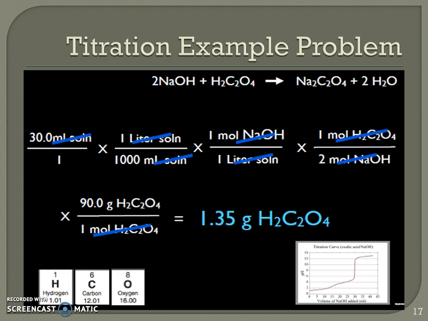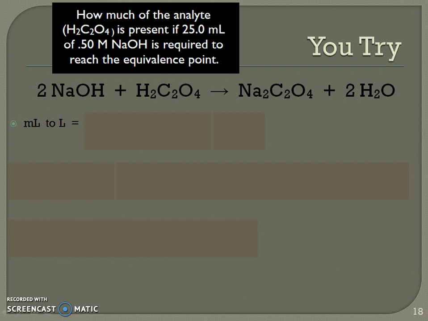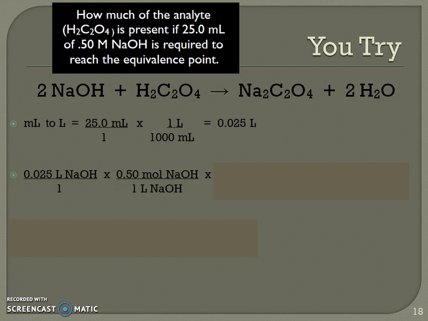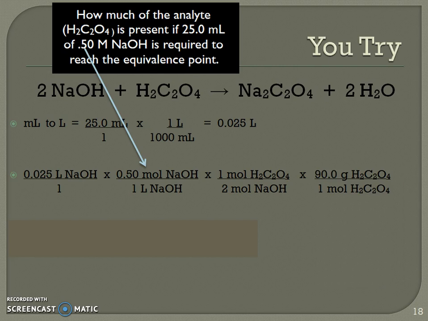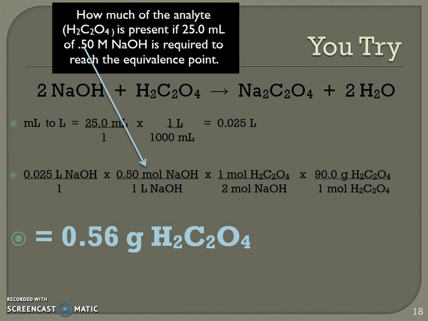Again, practice doing that. If you didn't try, pause the video and try this one. It's very, very similar. You have milliliters to liters. You should know how to do that. Now we have liters of the NaOH. You're going to use that molarity, very similar to what you just did in the previous section. So 0.025 liters using the molarity of the NaOH. Now you're using the mole ratio from the balanced equation to give you the grams of the acid that you have, and you do all the math and you get 0.56 grams of the acid.